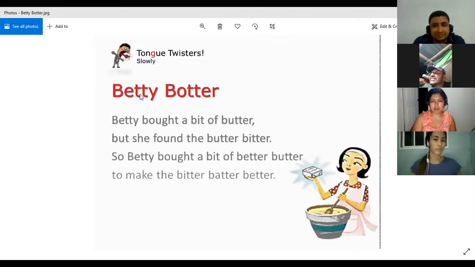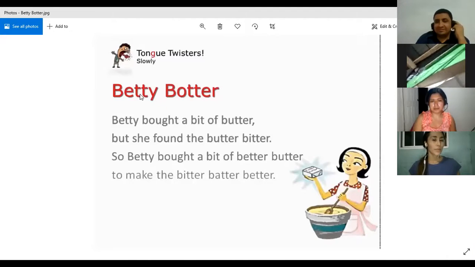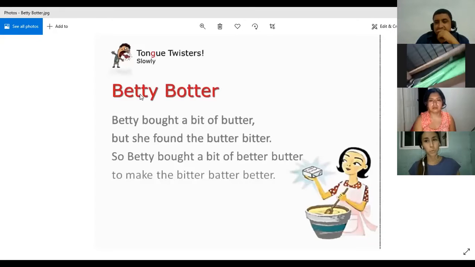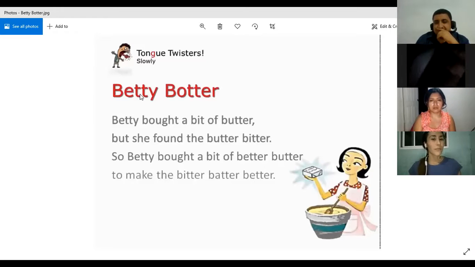Jenny, continue, Jenny. Betty bought a bit of butter, but she found the butter bitter. So Betty bought a bit of better butter to make the bitter butter better. One more time. Very good. Betty bought a bit of butter, but she found the butter bitter. So Betty bought a bit of better butter to make the bitter butter better. Okay, very good. Thank you, Jenny.